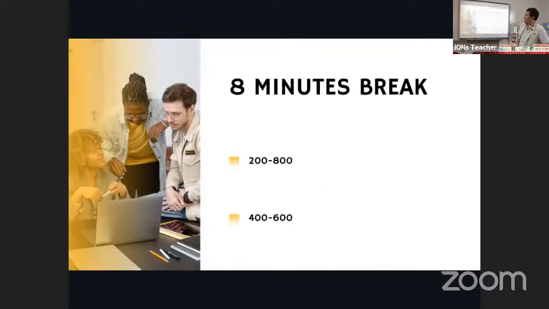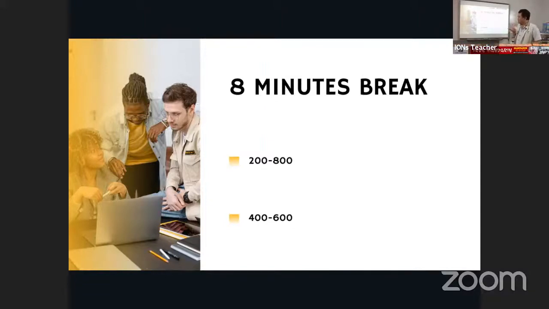Now here's the magic number. We have an 8-minute break in between the sections. It's up to you whether you want to take it or not because it's optional. But I recommend you to have an interval between the sections, because the 8-minute break is everything.